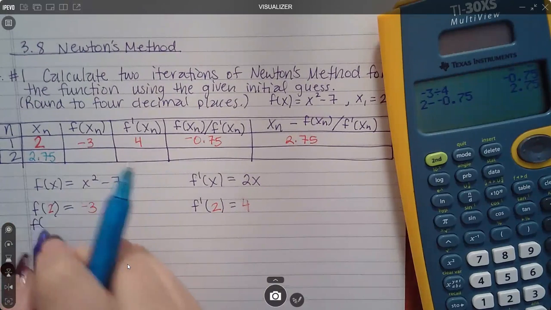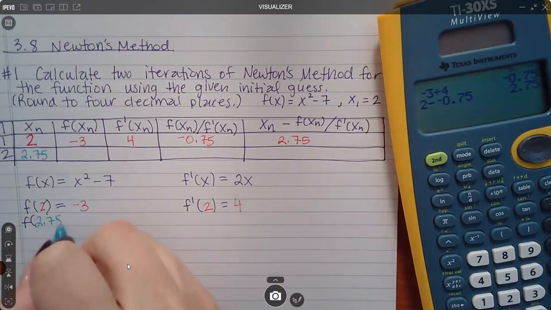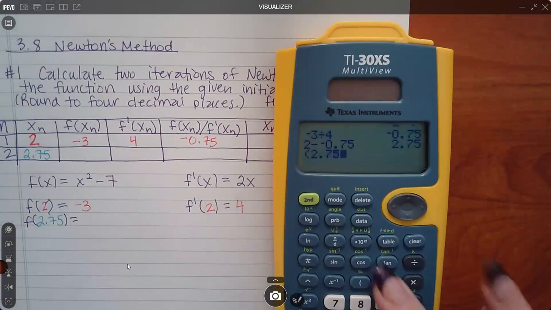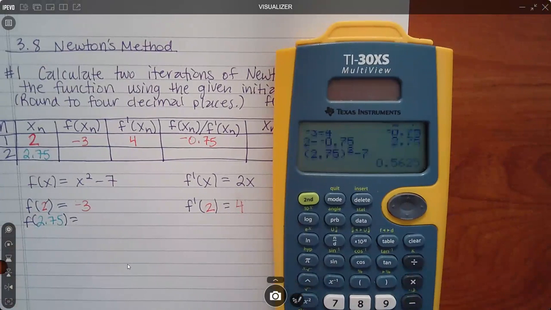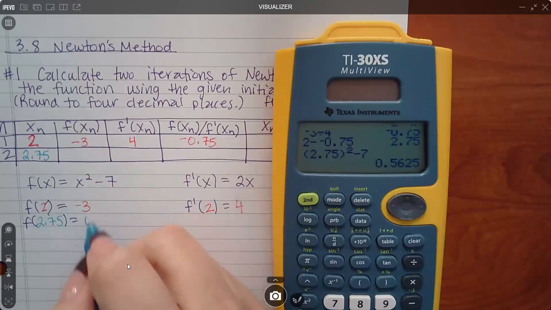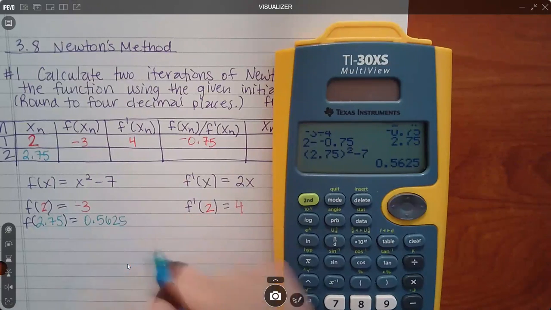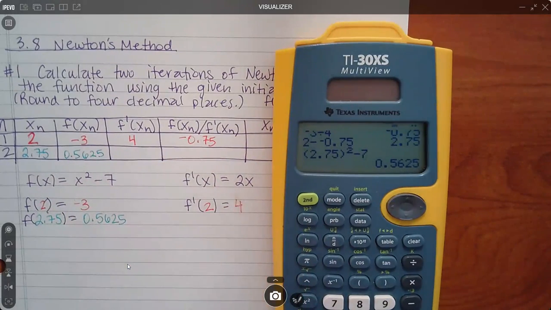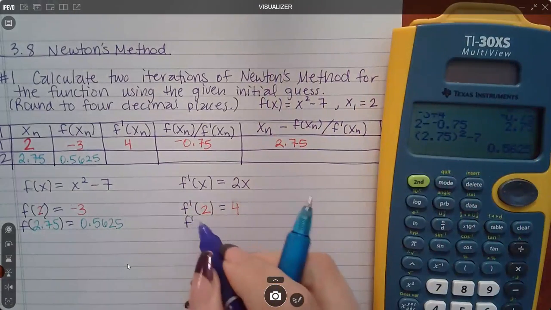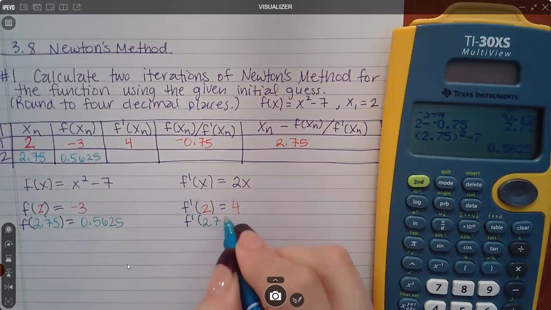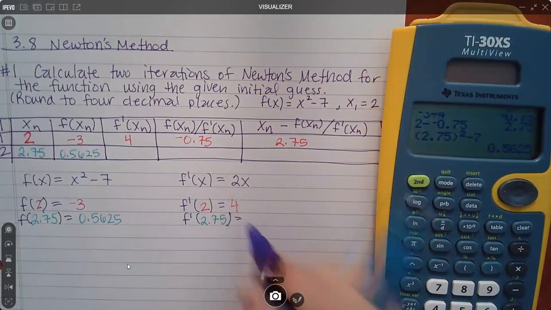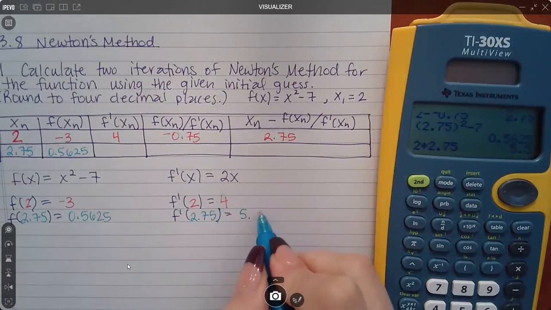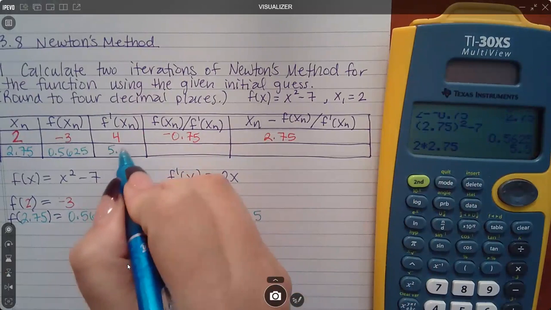So what is f of 2.75? I'm not sure. 2.75 squared minus 7, I get this decimal. And it is four decimal places, so I'm just going to type it in there like that. Now when I plug it into f prime, I just get 2 times 2.75, which is 5.5. I don't need to round that, it's just 5.5.